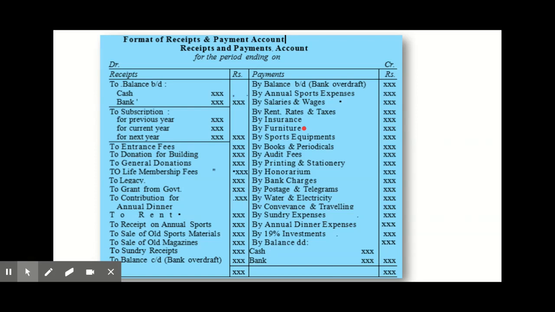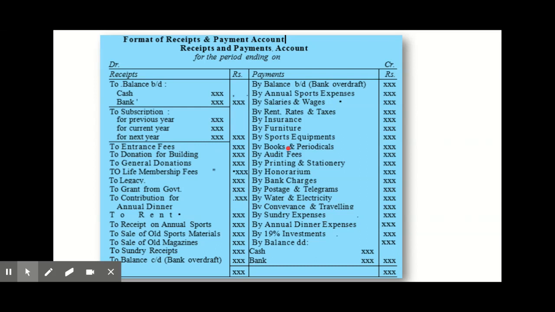So whether it is a revenue expense or a capital expense, if you see here, salary and wages, rent, rates, insurance, all those are revenue expenses because they are going to be recorded each and every year. It is a recurring expense. Whereas the furniture or sports equipment, books and periodicals, all those are capital expenditure.